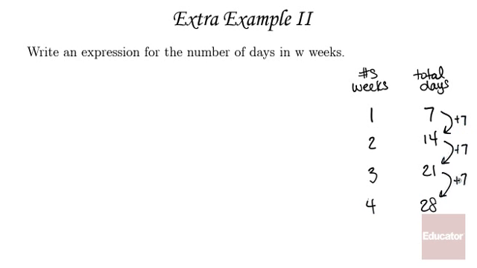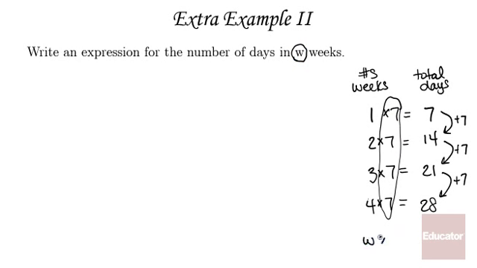And what we're doing actually is 1 times 7, 2 times 7, 3 times 7, 4 times 7. So we found our pattern here. Each time we're multiplying by 7. They don't tell us how many weeks, but they tell us that weeks are W. So what we're going to end up doing is W times 7. And if we're going to write that in algebraic form, it's going to be 7W.